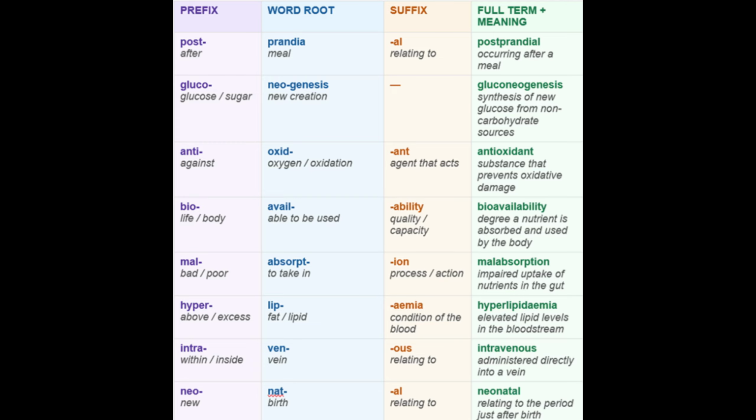Now let's look at intravenous. The prefix intra means within or inside. The root ven refers to a vein, and the suffix ous means relating to. Intravenous refers to something administered directly into a vein. Finally, neonatal. The prefix neo means new. The root nate relates to birth, and the suffix al means relating to. Neonatal refers to the period just after birth.